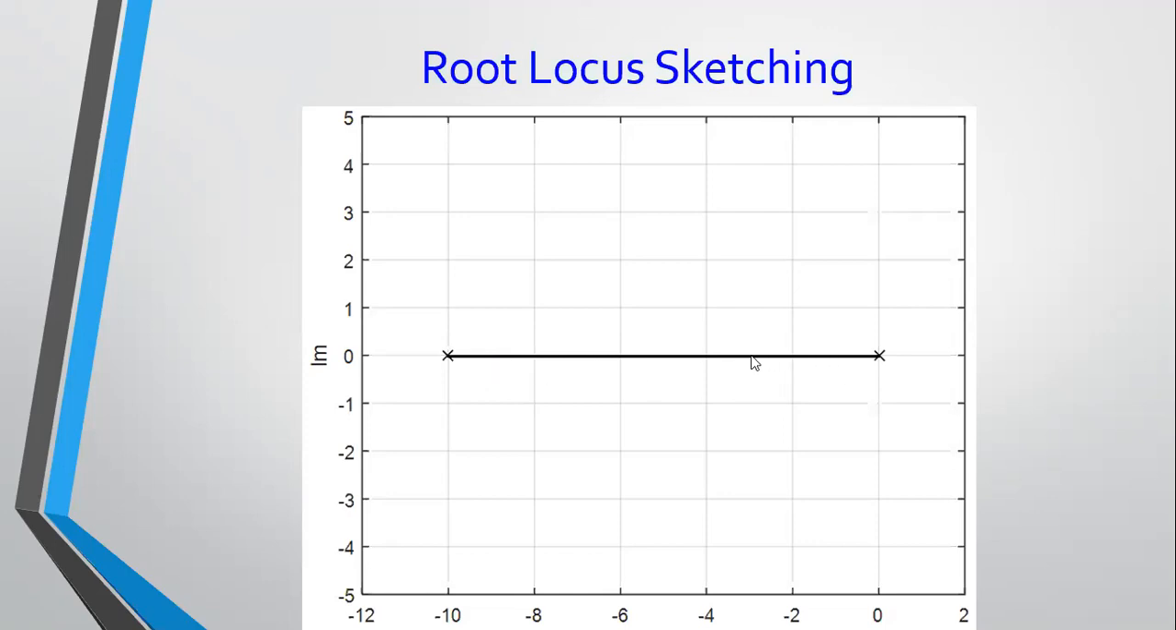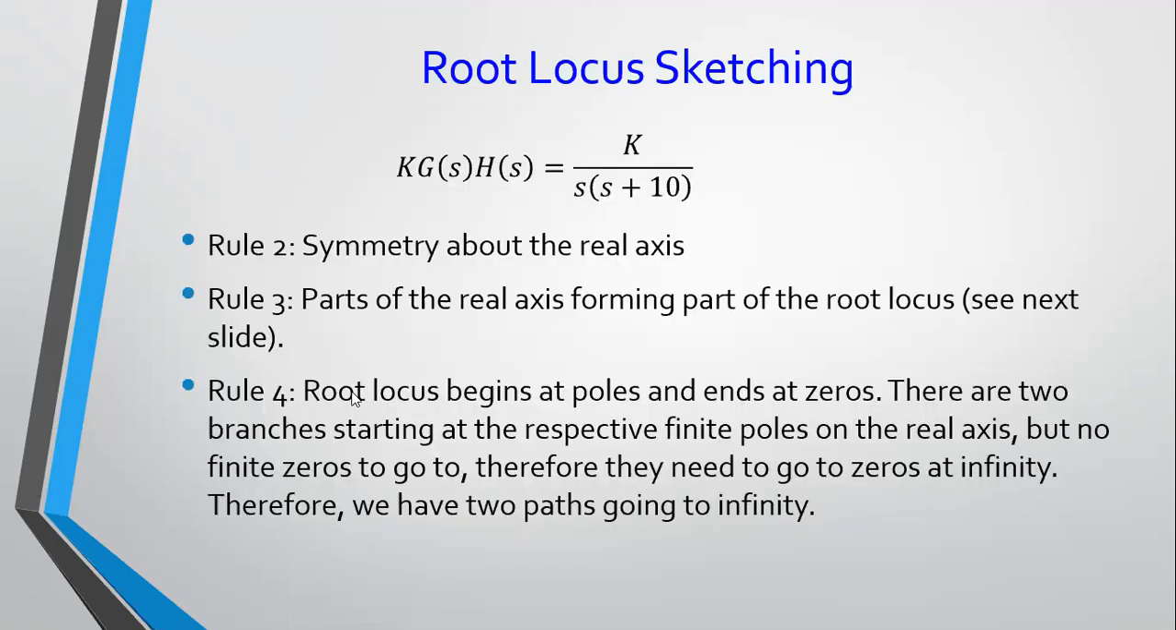As these two paths are joined, you expect them to break away at some point into the complex plane because the poles would have to end at zeros. In this case, we have 2 poles and we don't have any finite zeros, so they would need to go to zeros at infinity, as per rule 4. This is what you just said. The root locus begins at poles and ends at zeros. So there are 2 branches starting at the respective finite poles on the real axis, but no finite zeros to go to. Therefore, they need to go to zeros at infinity. Therefore, we have 2 paths going to infinity.